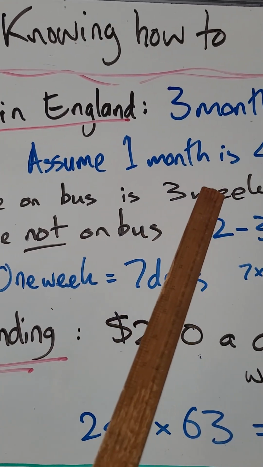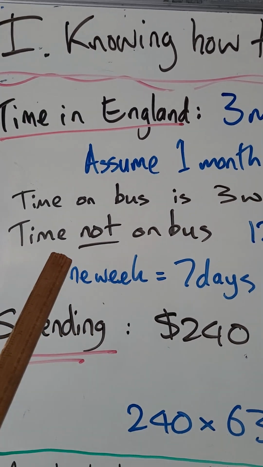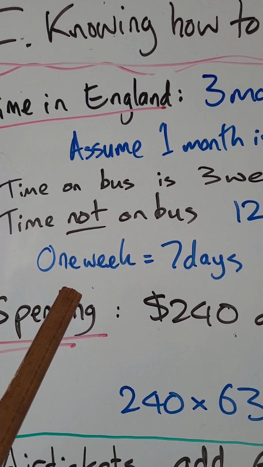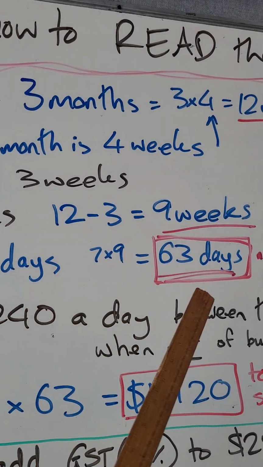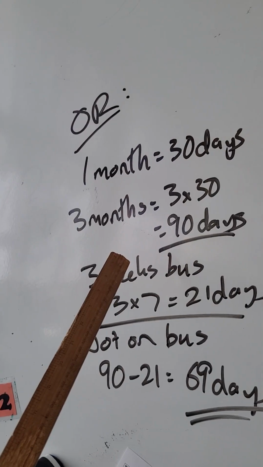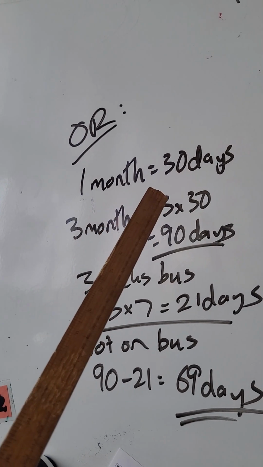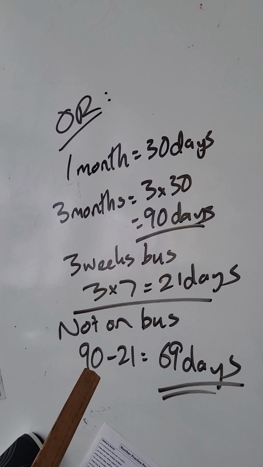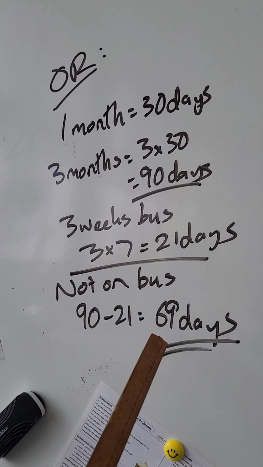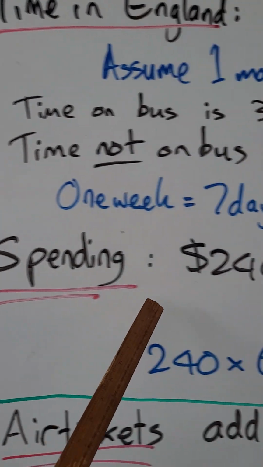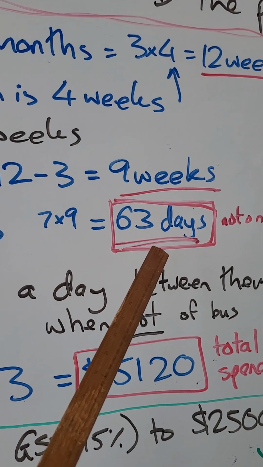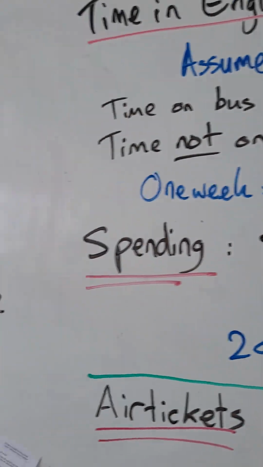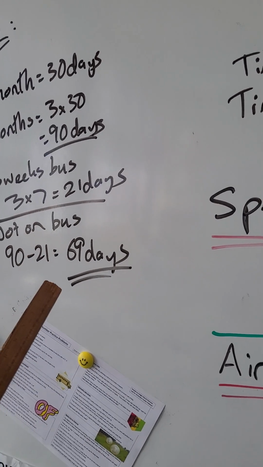And the time on the bus is 3 weeks. So the time not on the bus is 12 minus 3, so 9 weeks. And because 1 week is definitely 7 days, 7 times 9 weeks is 63 days. Whereas if I just went 1 month is 30 days, the total was 90. So 3 weeks on the bus is 21 days, so not on the bus is 90 minus 21, which is 69 days. So it's slightly different, okay? Because there's actually a little bit more than 4 weeks in 1 month. So you might have done it like this, or you might have done it like this. Your answer is still going to be pretty similar.